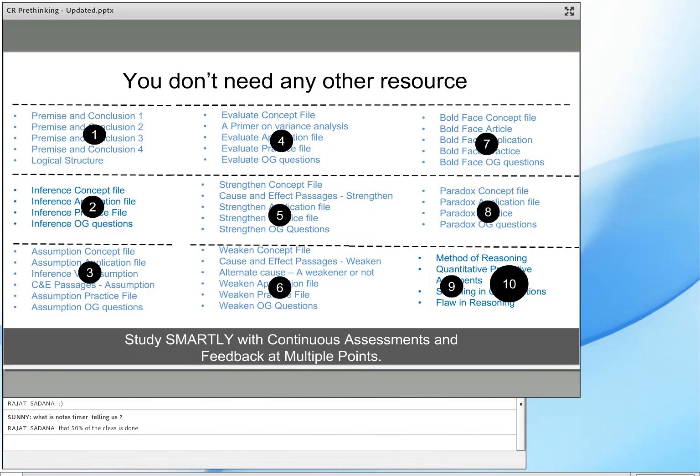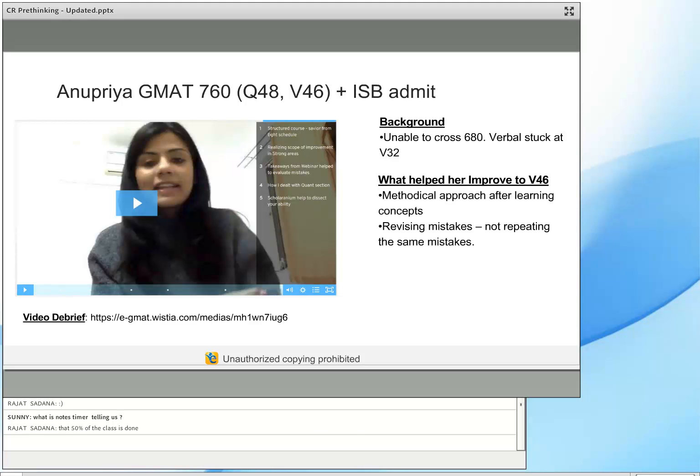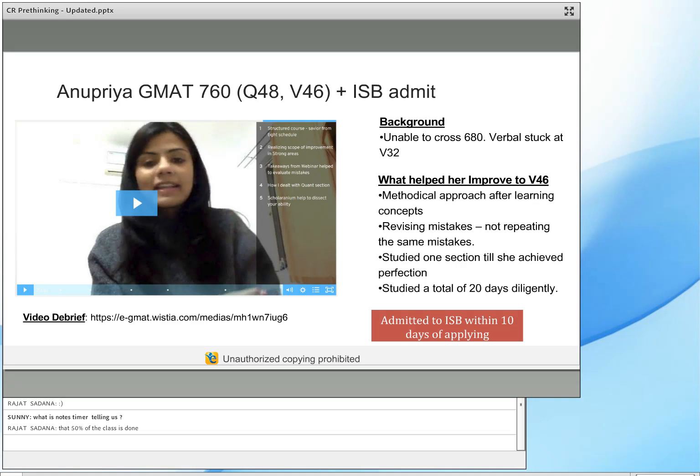And here's an example of a student who improved from a V32 to a V46. V46 is 99th percentile on verbal. Okay. What helped her improve to V46? A, a methodical approach. B, the fact that she revised her mistakes. And she focused on studying one section till she achieved that level of perfection. Now, the beauty of this is because she had that focused approach, she was able to go from a V32 to V46 in just about 20 days.